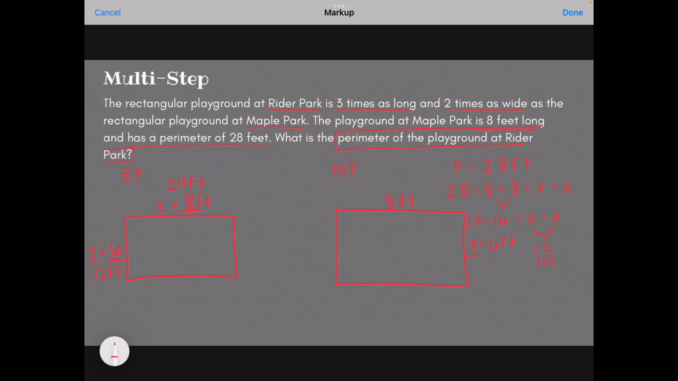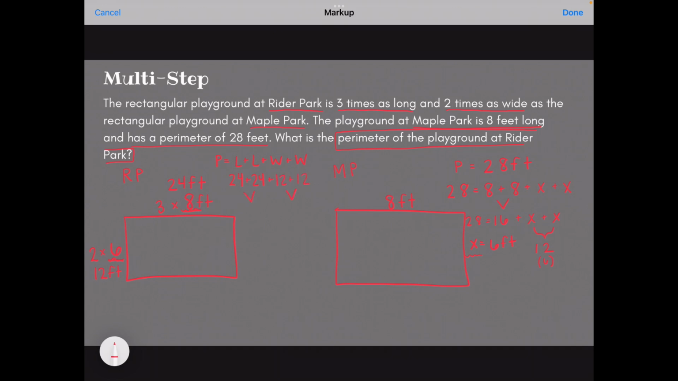Final question, though, is what is the perimeter of this Ryder Park playground? So using my perimeter formula again of length plus length plus width plus width, I'm going to just plug in what I know. So the lengths would both be 24. The widths would both be 12.